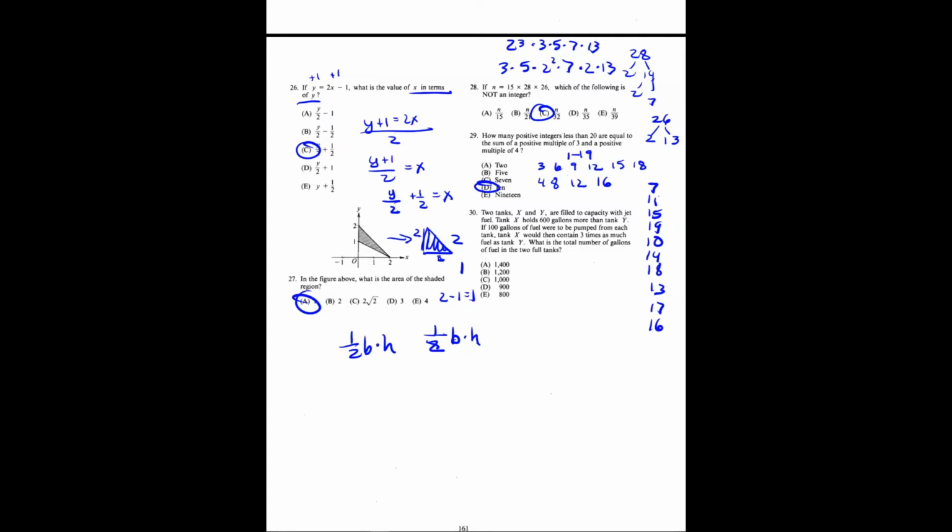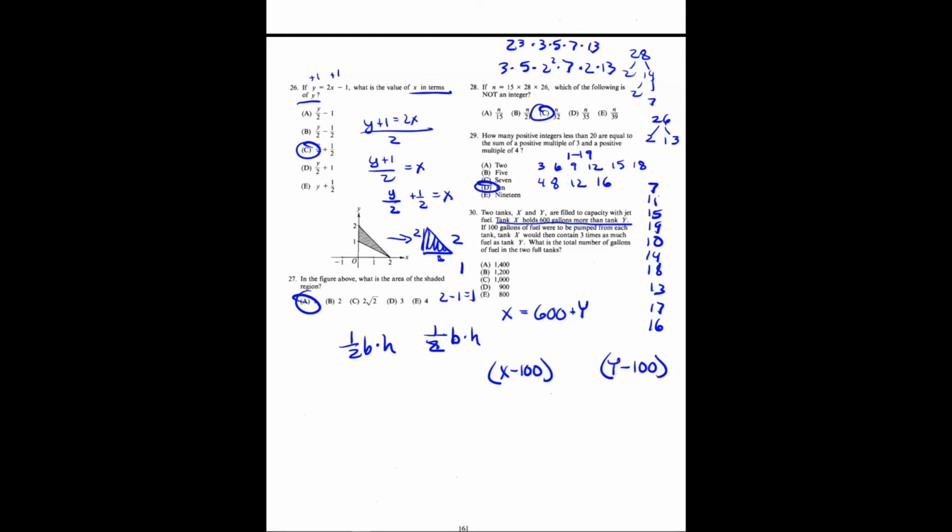Number 30. 2 tanks, X and Y, are filled to capacity with jet fuel. Tank X holds 600 gallons more than tank Y. Let's take these words and turn them into an equation here. So tank X holds 600 gallons more, so that's X equals 600 plus tank Y. If 100 gallons of fuel were to be pumped from each tank, how would we represent that? We do X minus 100, so that's tank X losing 100 gallons, and the same thing with Y minus 100, that's tank Y losing 100 gallons.